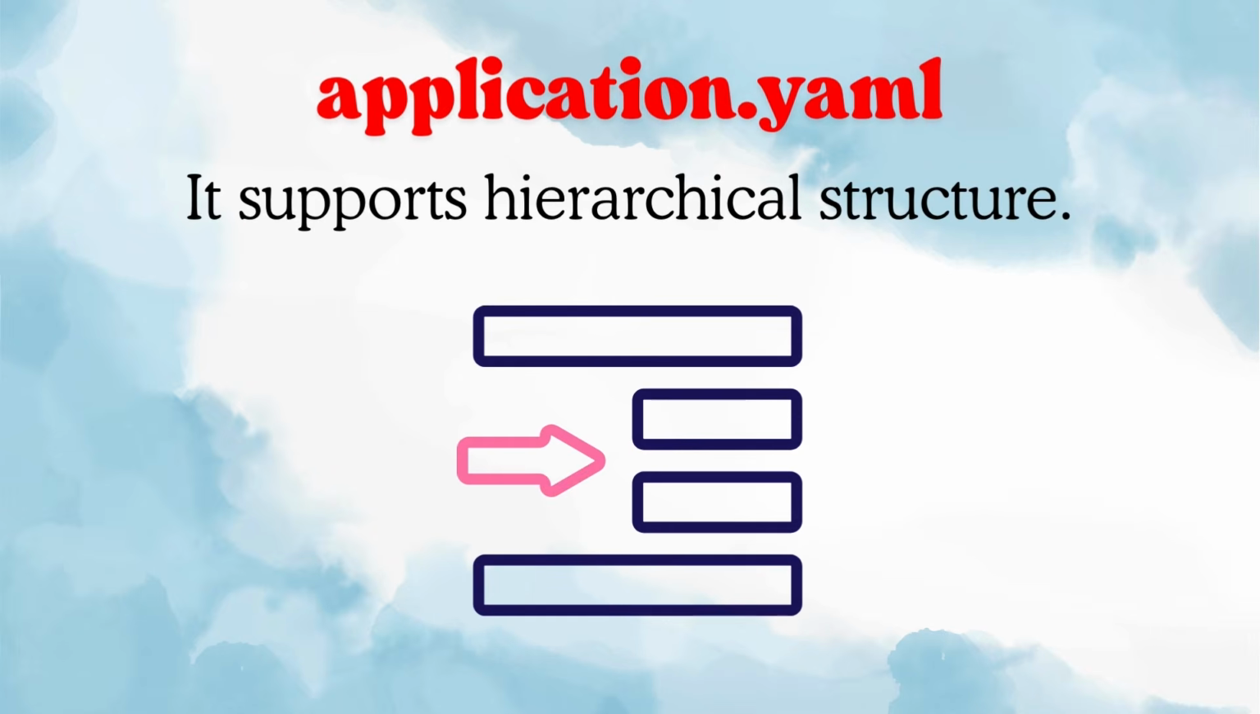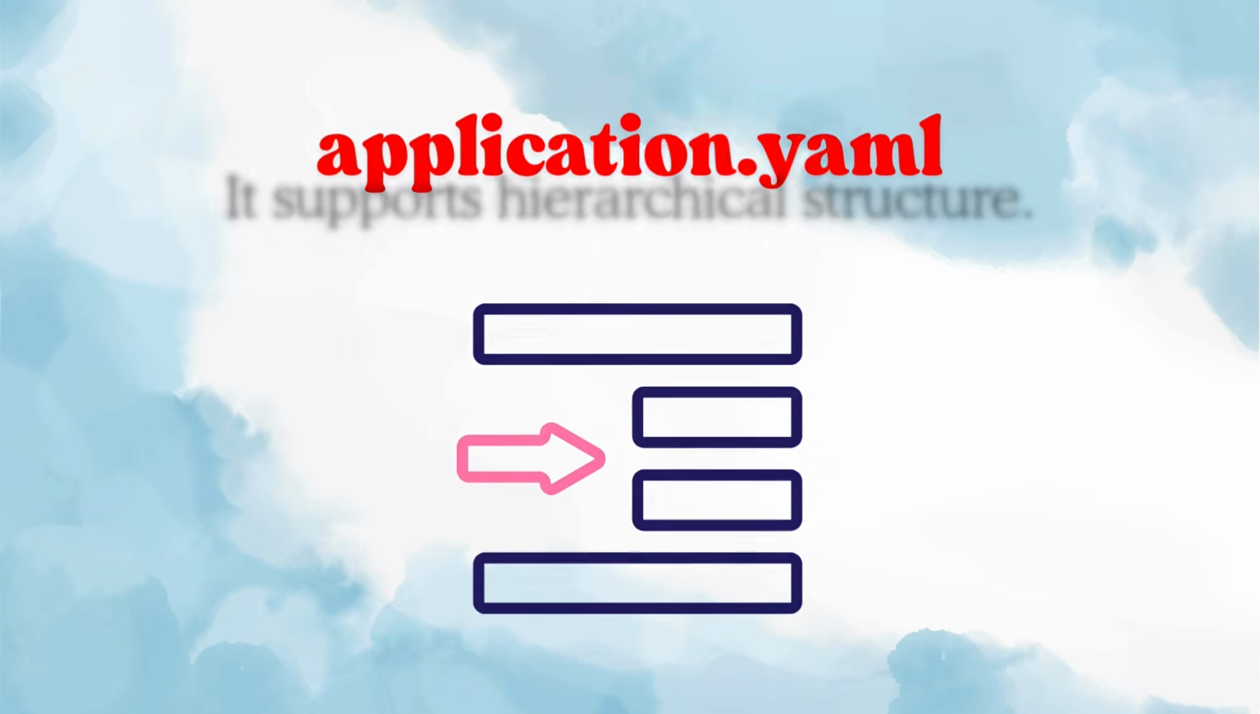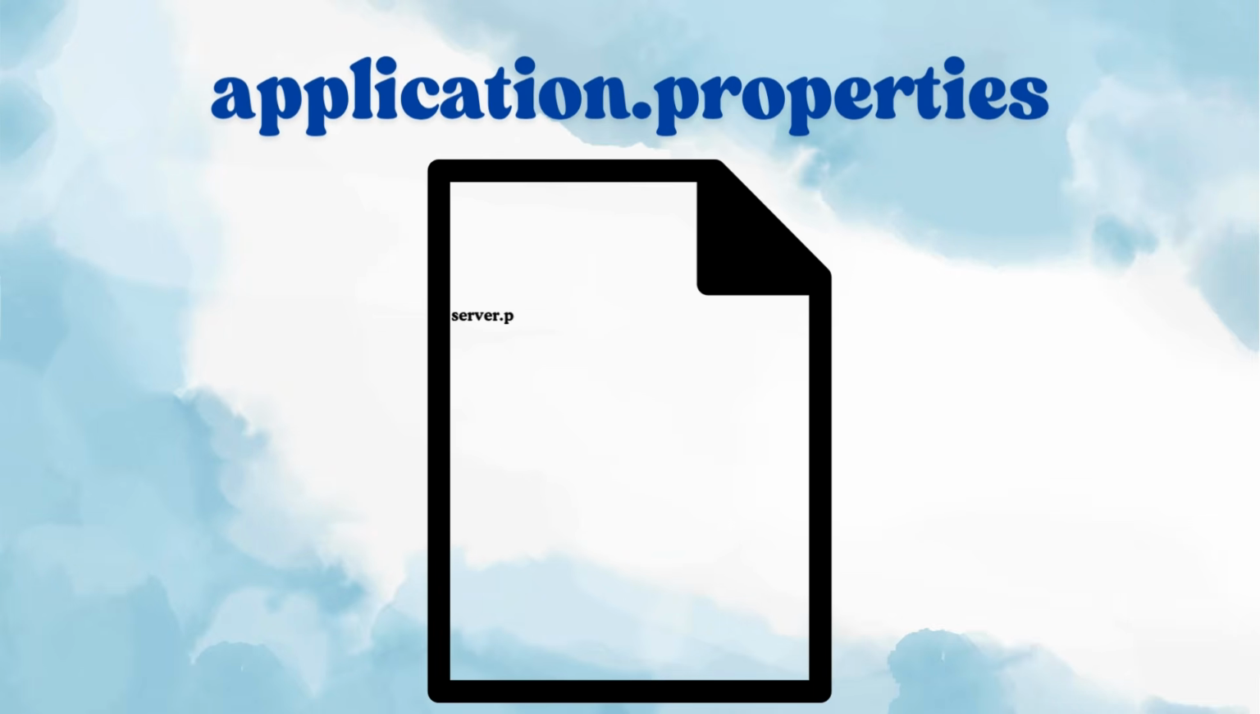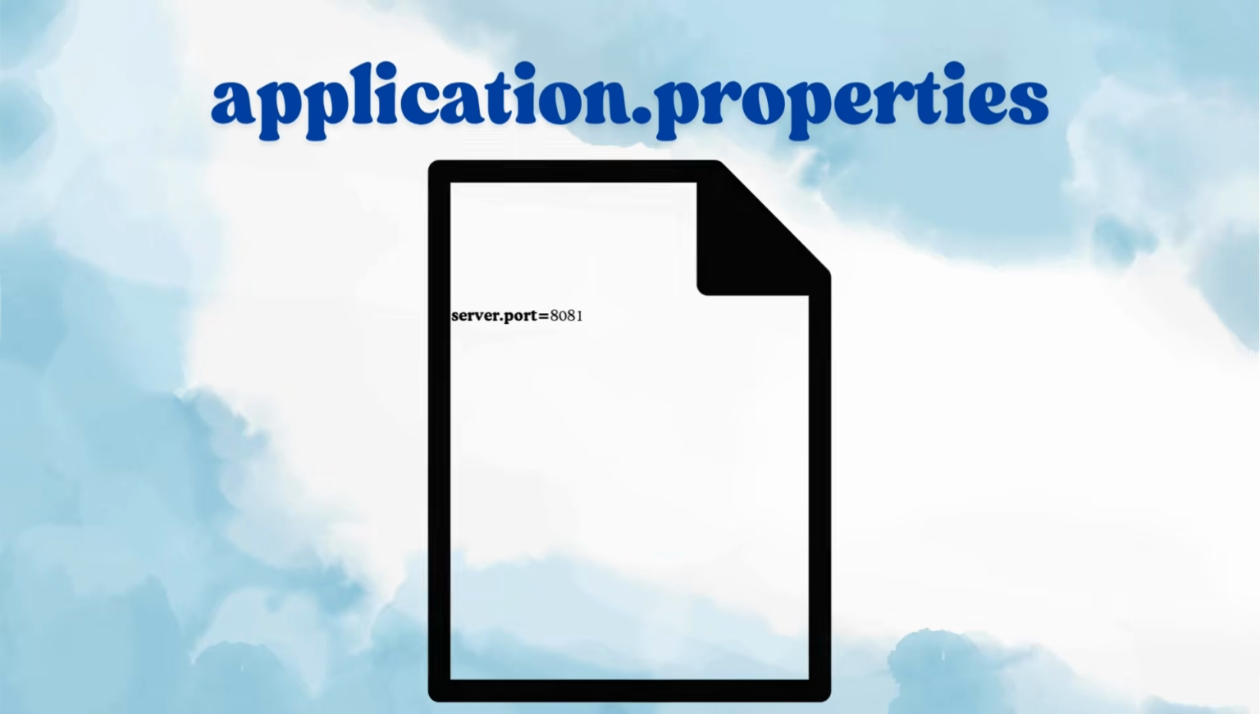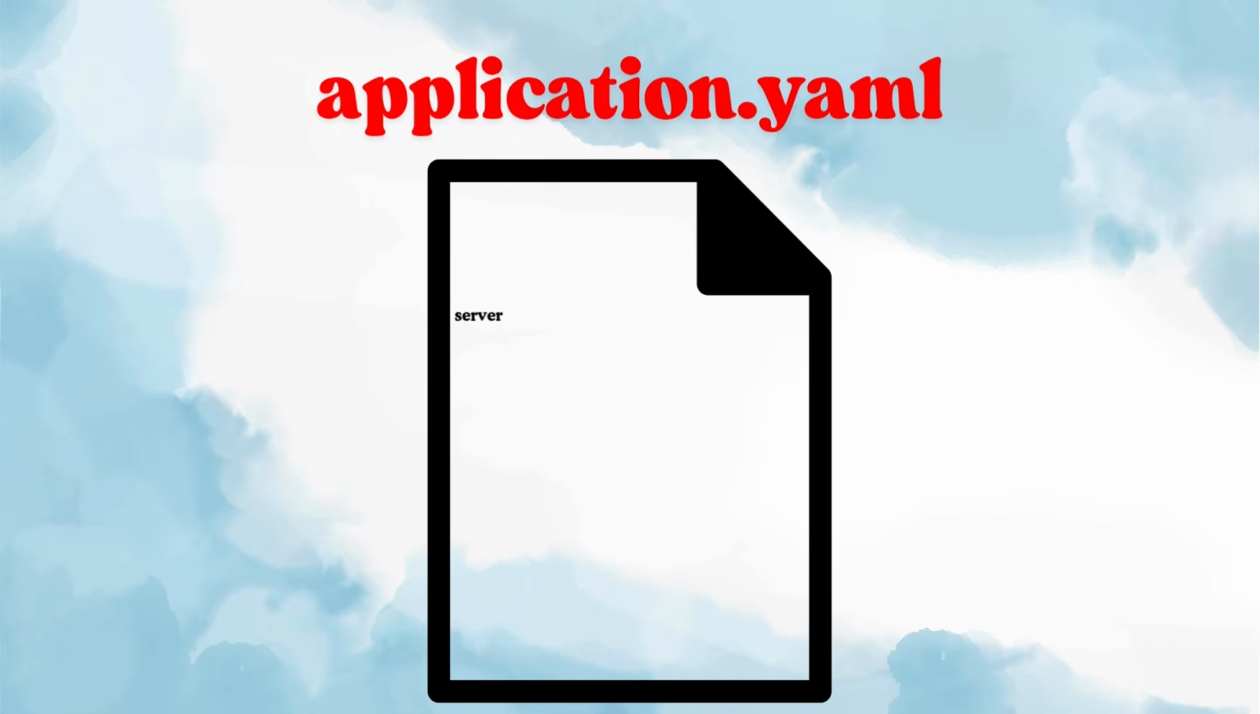The first reason we might prefer YAML is because of its support for hierarchical structures. Okay, so let's continue with our example of server.port only. In application.properties, we will write it like this. But in application.yaml, the same thing would look like this. Okay, it's indentation based. Now, how is this helpful?